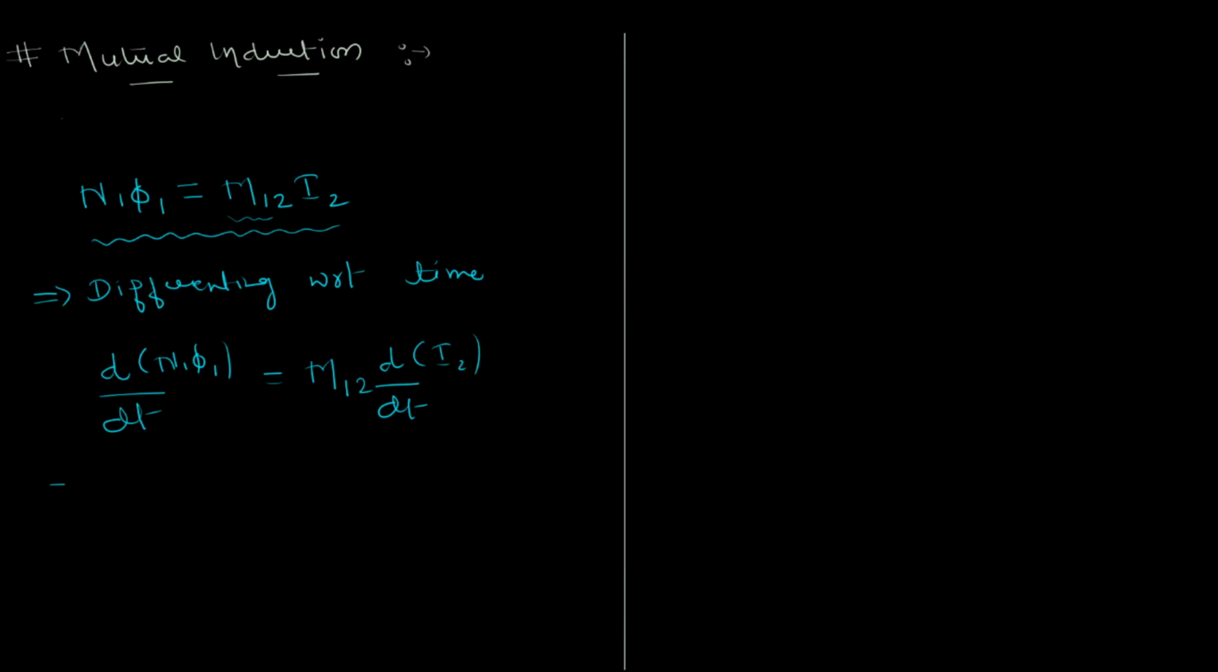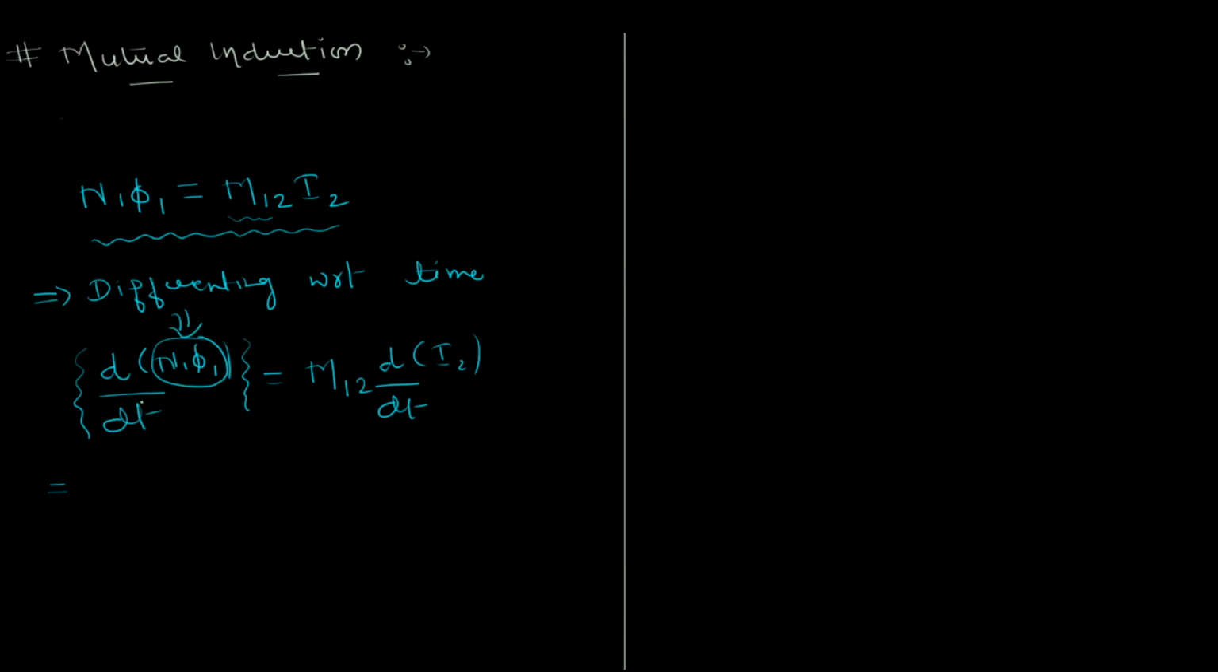Let's go a step ahead and find out this term. Wait a minute, this looks a little familiar, doesn't it? Isn't this just the rate of change of magnetic flux? But you must be asking, hey, that was d phi by dt. Here it is d by dt of N1 phi1. N1 is only for multiple turns. This term right here is still the total flux linkage, right?